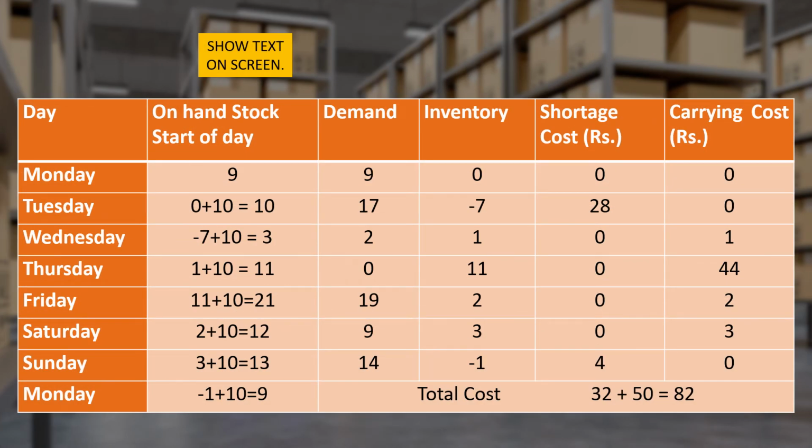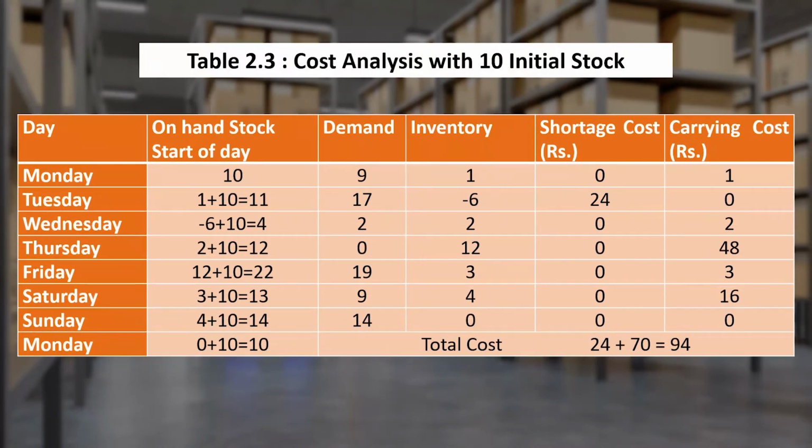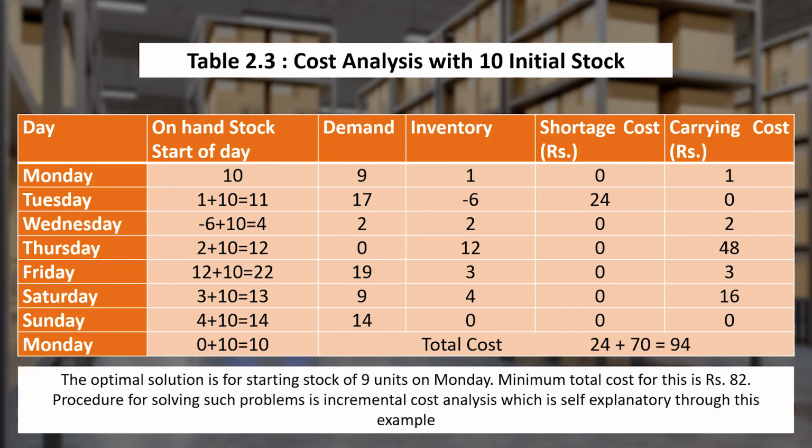Earlier we kept the initial stock as 8. Now we are keeping it as 9. We repeat the whole computation and find the total cost as 82. Earlier with 8 on hand initial stock, our cost was 87. Now we repeat the calculation with initial stock as 10, and our total cost is coming as 94. So one is 87, then 82, then 94. Ideally, as a production manager or materials manager, we will recommend the model having the least or optimum cost, which is 82, so we should start with 9 on hand.